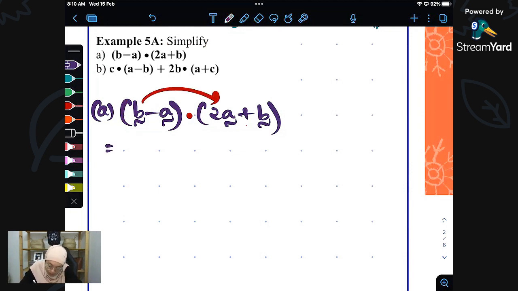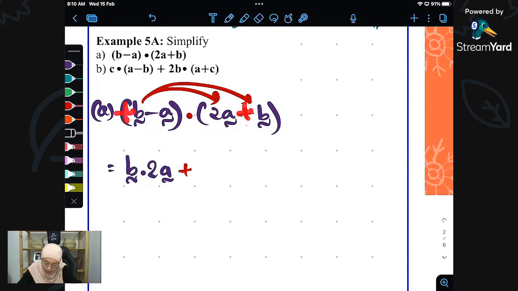So let me show you how. The first thing first is B vector dot with 2A vector. So the way we write it down is actually B dot 2A vector. Okay, that is the first one. The second one is add, why do we add? It is just because this is positive, and so B times B, the way we write it down is B dot B vector.